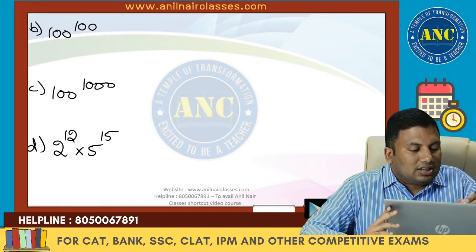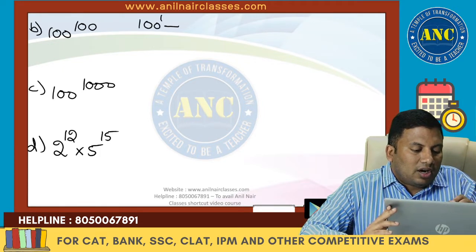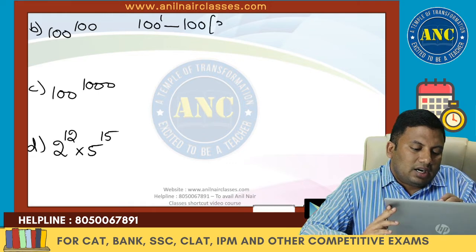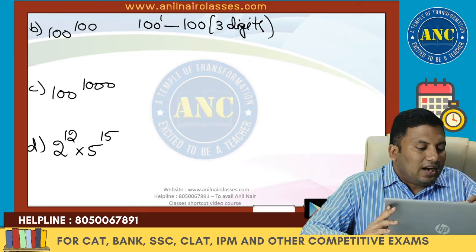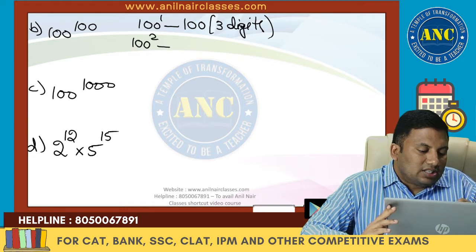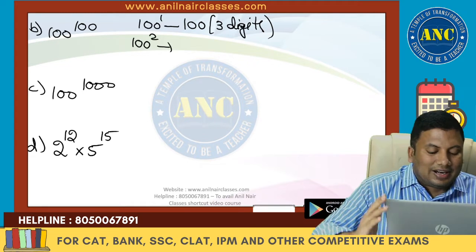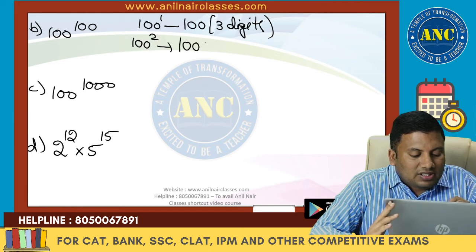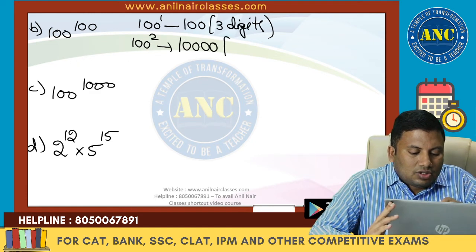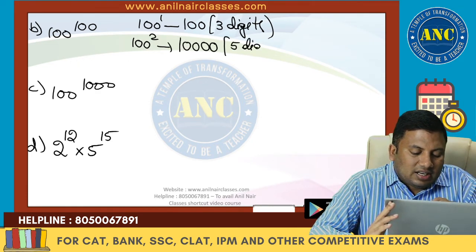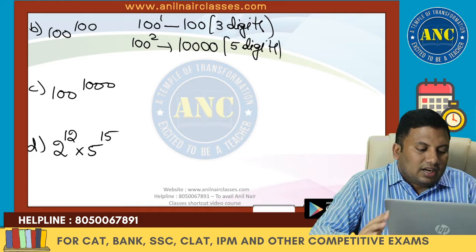100 power 1 is nothing but 100. Total 3 digits are there. 100 power 2 is nothing but 100 into 100. 4 zeros will be present, so total 5 digits are there. I hope it is clear.